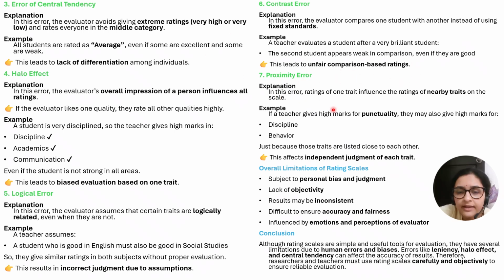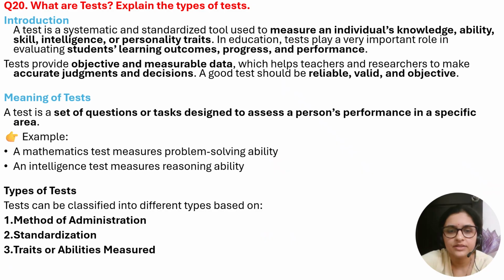Then proximity error. In this error, ratings of one trait will influence the ratings of the nearby traits on the scale. Example, a teacher gives high marks for punctuality. They may also give high marks for discipline, behavior, etc. All of them are closely related: punctuality, discipline, behavior. So if he gives high marks for punctuality, then he will also give high marks for discipline and behavior. So these are the limitations.